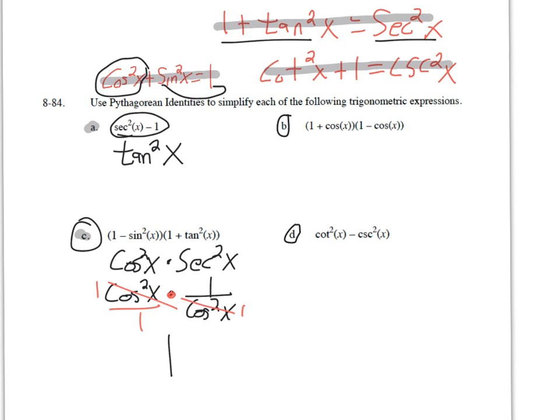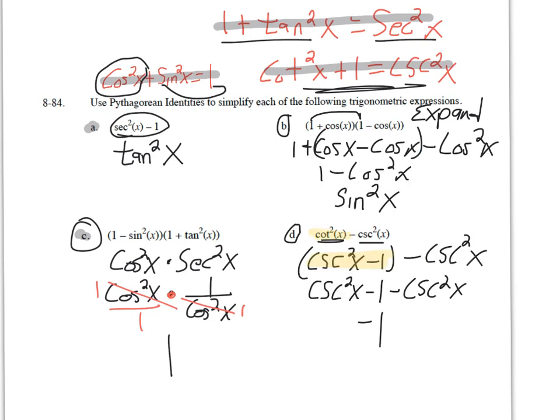Please pause this and you try B and D. Before you do that, let me give you a quick hint. Here, you're going to want to expand or multiply these together. And down here, replace cotangent with something from here and leave the cosecant squared in there. See what happens.